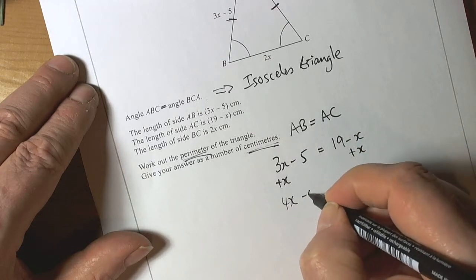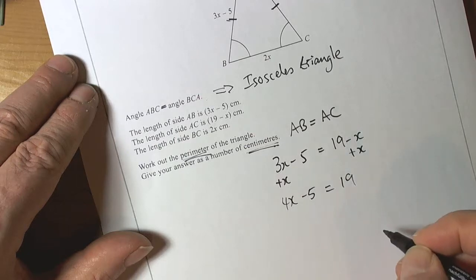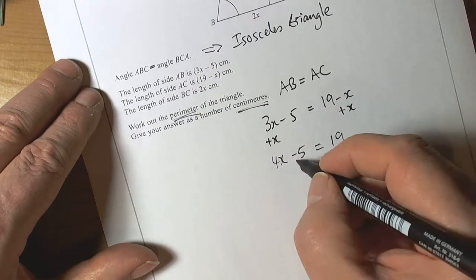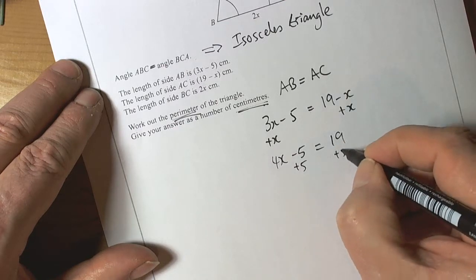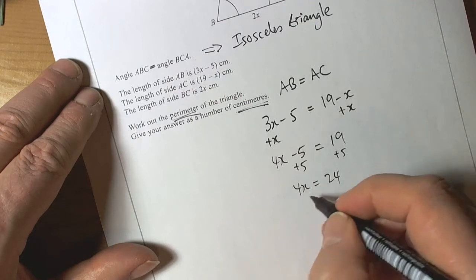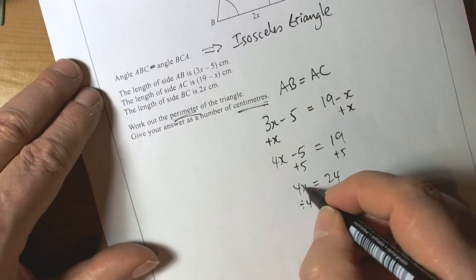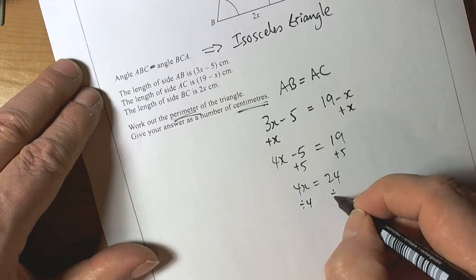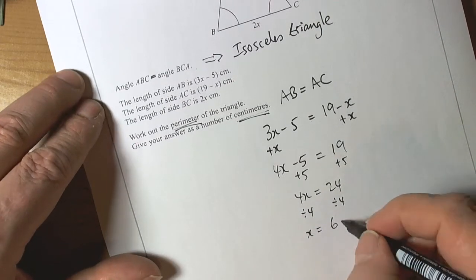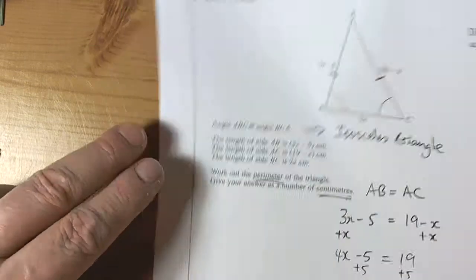So our next line is 4x take away 5 equals 19. We're trying to get x on its own because we want to know its value. So we're going to add 5 to both sides. And then we want one of these x's, so we're going to share by 4 because the opposite of timesing by 4 is share, divide by. So x is going to be worth 6 centimetres because we're dealing with units of centimetres.